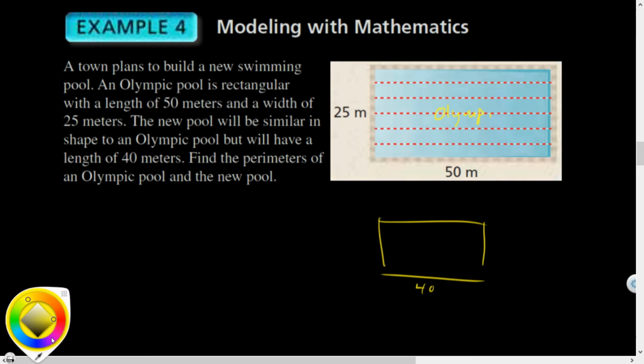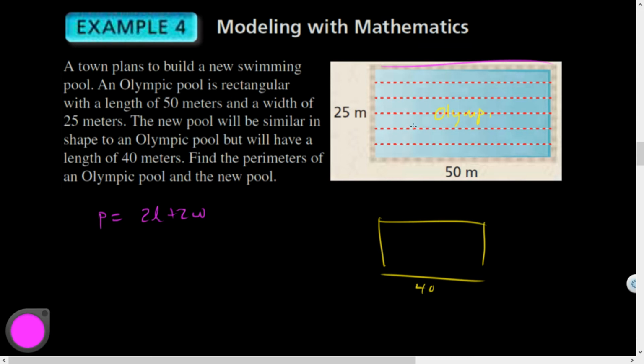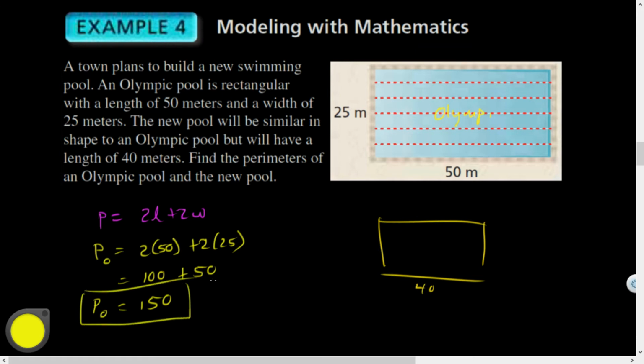Perimeter formula, by the way, for a rectangle: you could do length plus width plus length plus width, or you can just do 2L plus 2W. I don't know if you knew that one, because the width shows up twice, friends. So for the perimeter of the Olympic pool, we'll call that P_O. That's going to be 2 times 50 plus 2 times 25. So that's 100 plus 50, so that's 150. P sub O is 150.